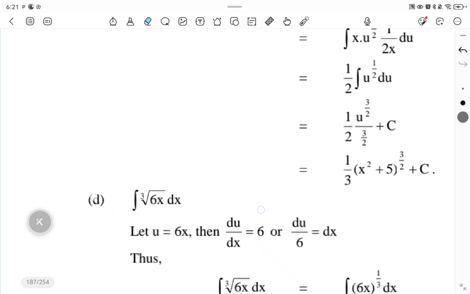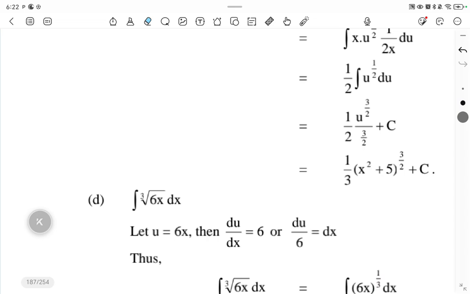So we come to d. Again, we only have one function, the other function is 1. So it means that this is the one which is difficult to derive. So we're going to take this function, we let its inside be u. The inside is what? 6x. You see, right? We let its inside be u.